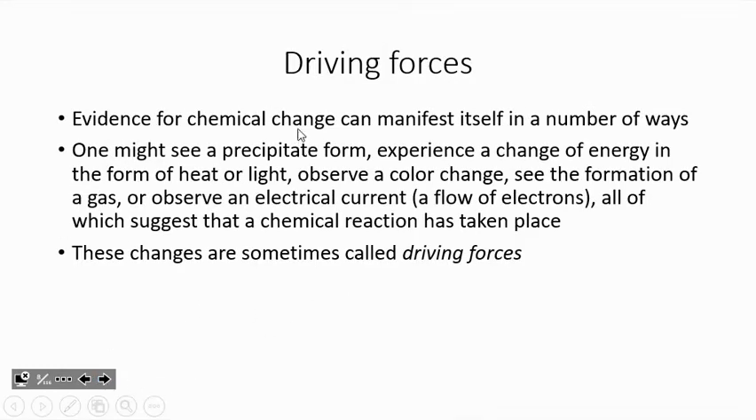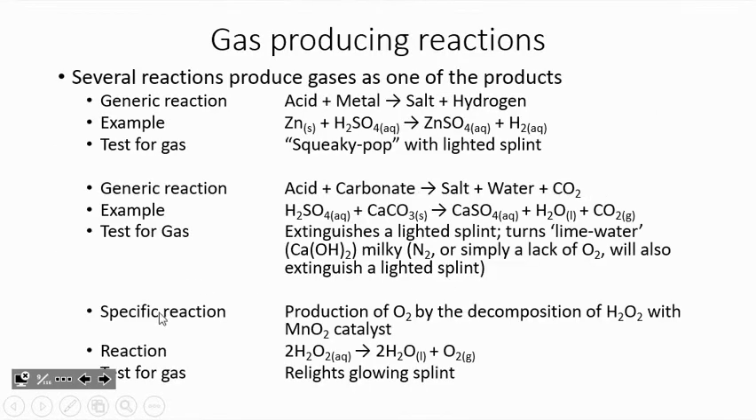Evidence for chemical change can be seen in a bunch of different ways. This is what I was just saying on the last slide. Heat, light, color change, formation of a gas, electrical current, which we'll get into in our last unit. And these changes are sometimes called driving forces. So here's some gas-producing reactions, kind of a generic one where we have acid.